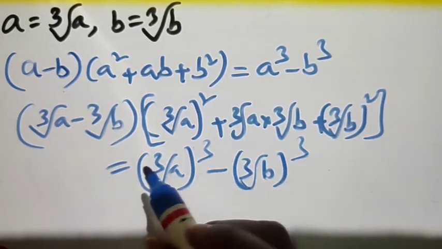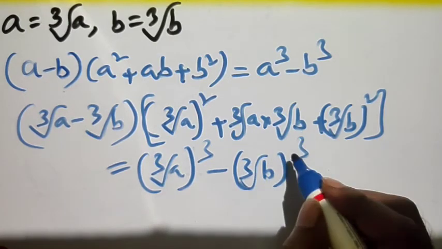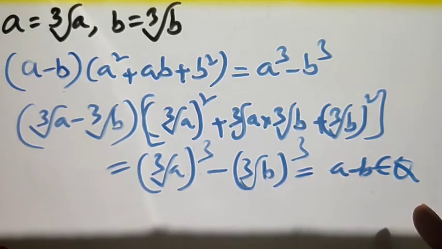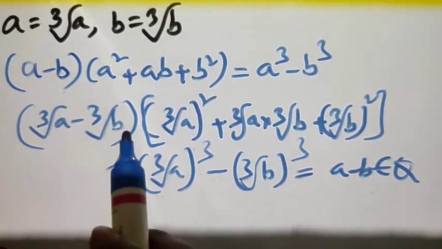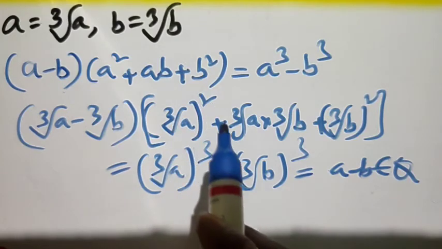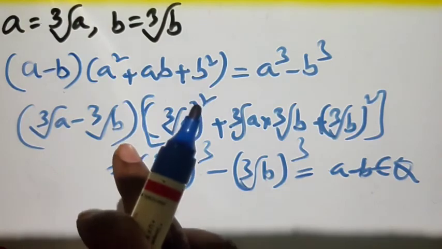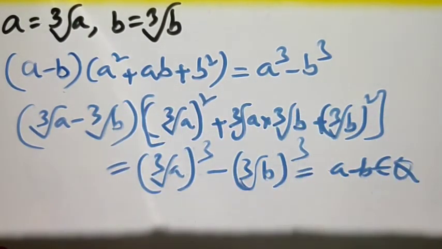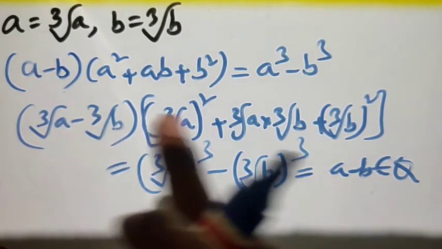See now, here cube root and cube get cancelled. So then it becomes a minus b. Is it a rational number or not? Yes. Since a, b are rational numbers, a minus b is also a rational number. So by this, what is the RF of cube root of a minus cube root of b? This is the RF: cube root of a square plus cube root of ab plus cube root of b square is the RF of cube root of a minus cube root of b, because the product of these two surds is a rational number.